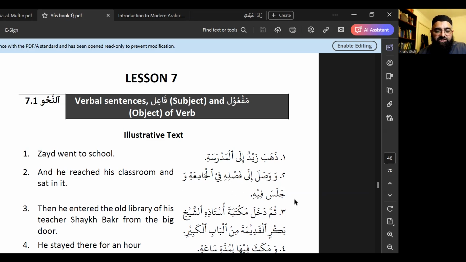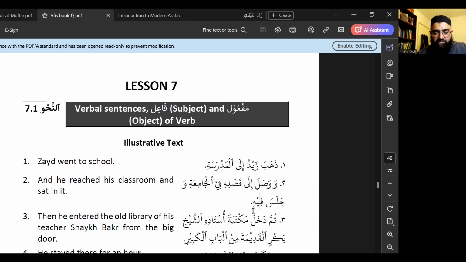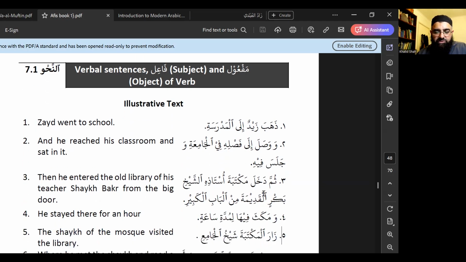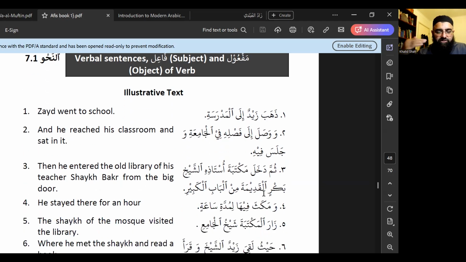Wa jalasa, now this is a separate sentence. Wa is 'and', and then jalasa fihi is a complete sentence. Jalasa, he sat. In it, fihi, another jar majroor. Now you have the damir muttasil, the attached pronoun, attached to fihi, to the harf jar. So fihi, he sat in it. Thumma dakhala, then he entered. Thumma is a conjunction, as we know. Then, so it gives you order: you did this, then you did this. ثم دخل المكتبة. دخل, who دخل? هو دخل.